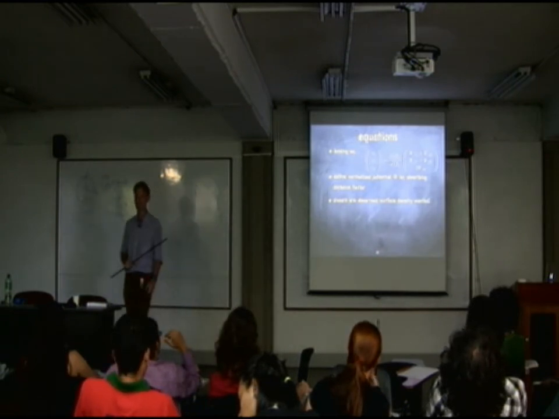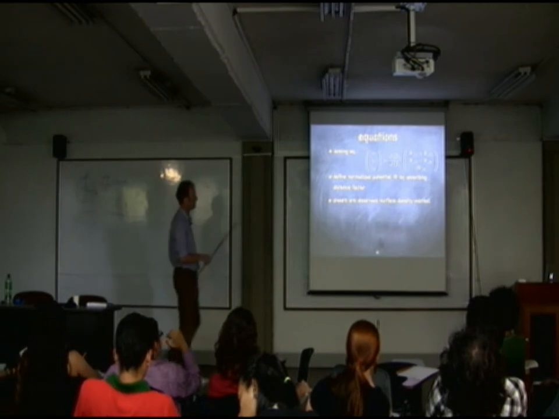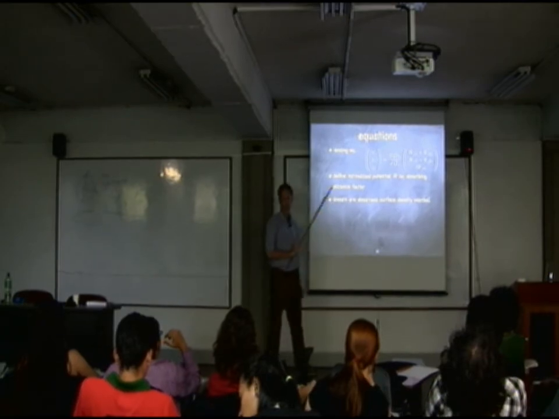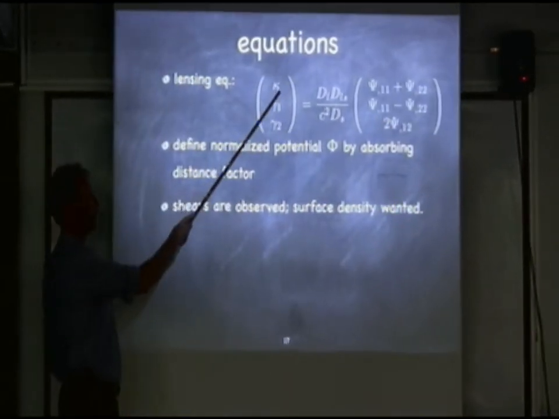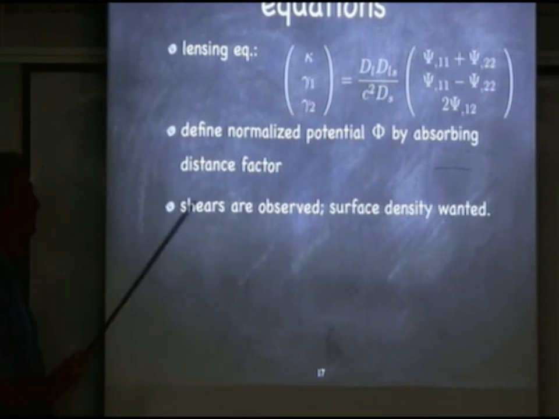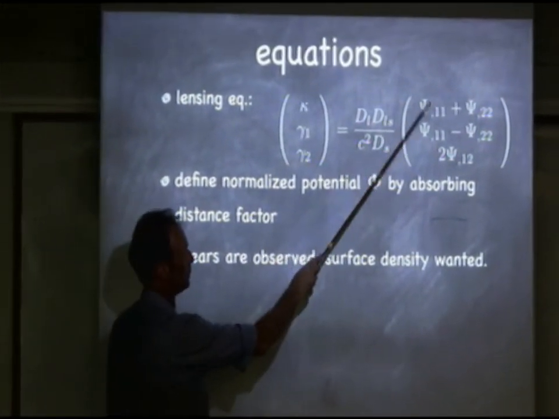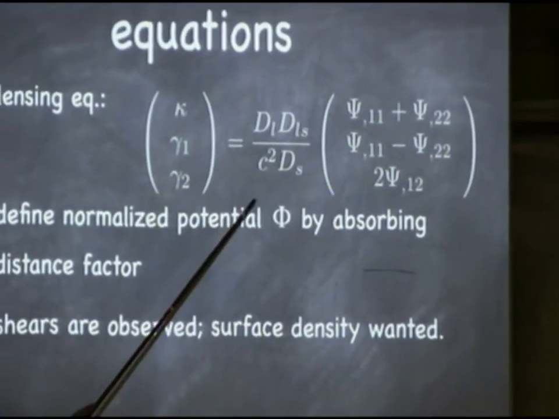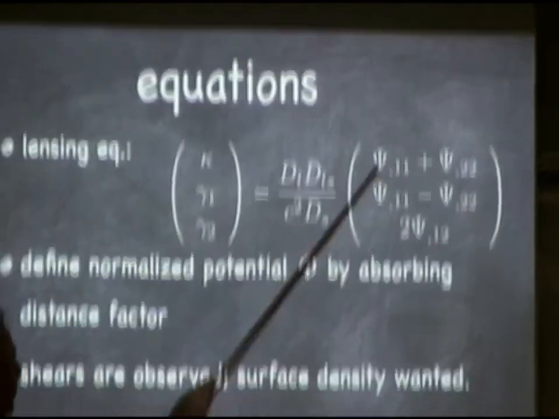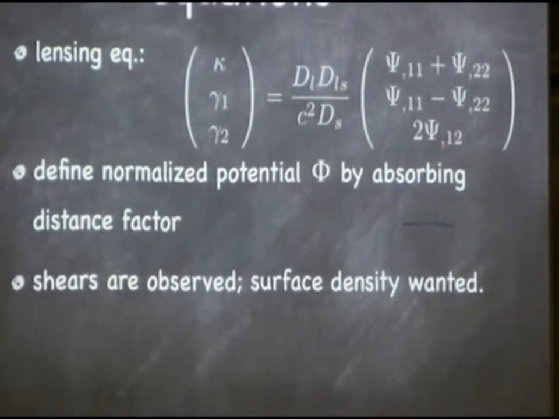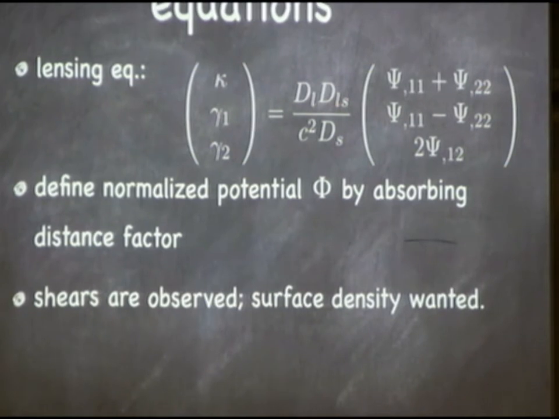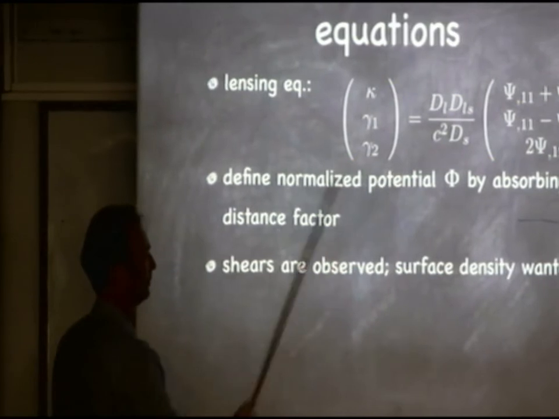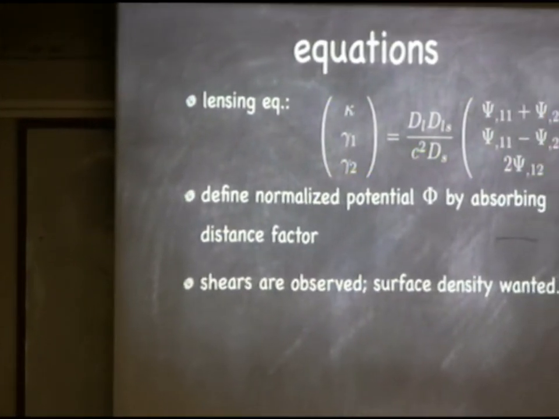Okay, time for some equations. These are equations you've seen before. This is the different terms in the distortion matrix, if you remember. We had the convergence and then the two shear components. And here is the lensing potential, which I've called psi here, as before. And here I've put the dimensional potential, so we have the constants in front. So as we've been doing the whole week, we can make the dimensional lensing potential, little psi, which here I've called phi, by absorbing all the dimensions into a factor.